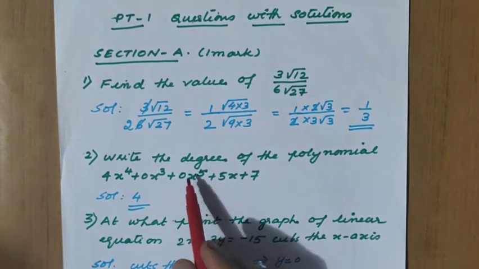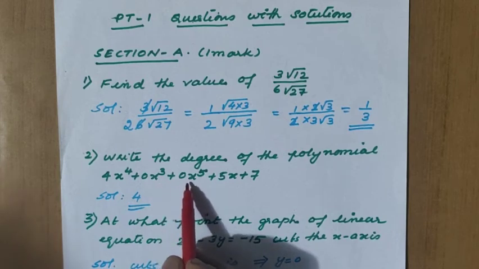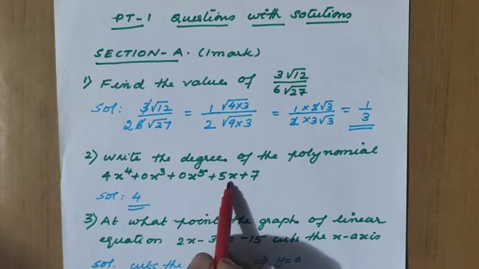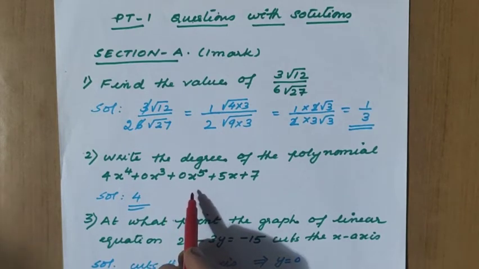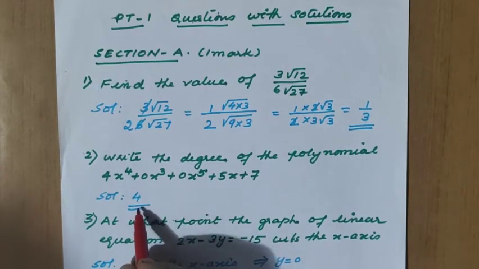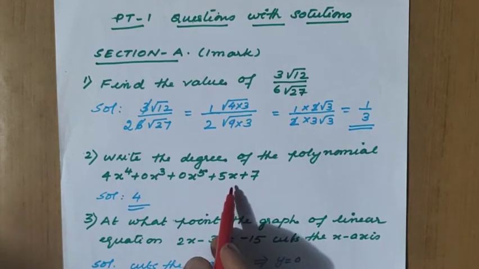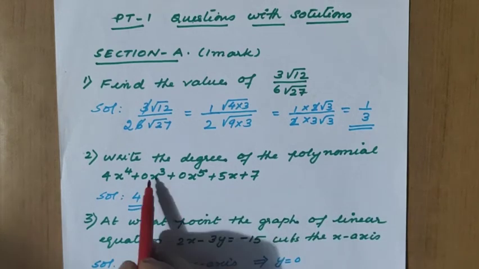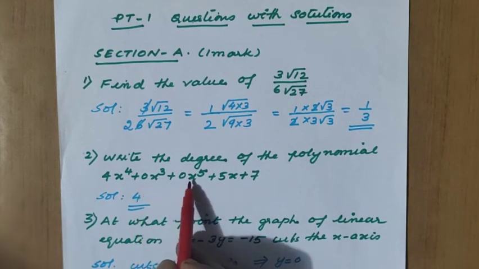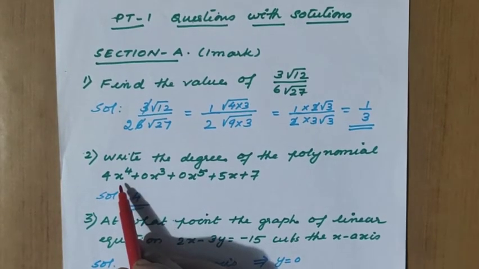The second question: write the degree of the polynomial 4x raised to 4 plus 0x cube plus 0x raised to 5 plus 5x plus 7. Many children have written that the degree is 5. That is wrong. The degree is 4 only. I could add 0x raised to 10 also, or 0x raised to n, but the degree will not become n, because when the coefficient is 0, the whole term is absent. So the answer for the degree is 4.